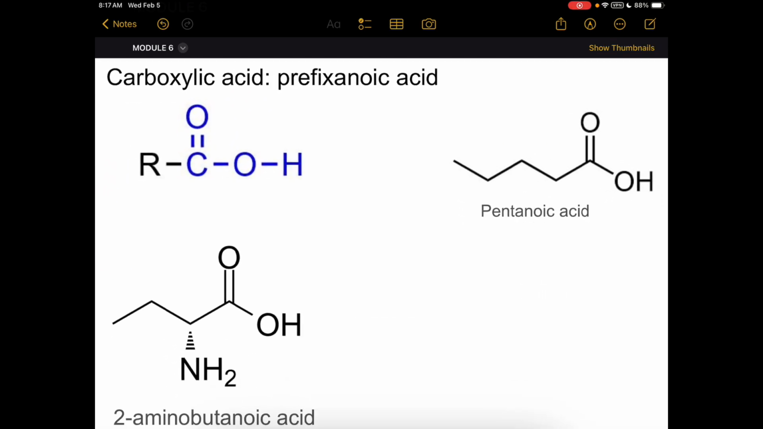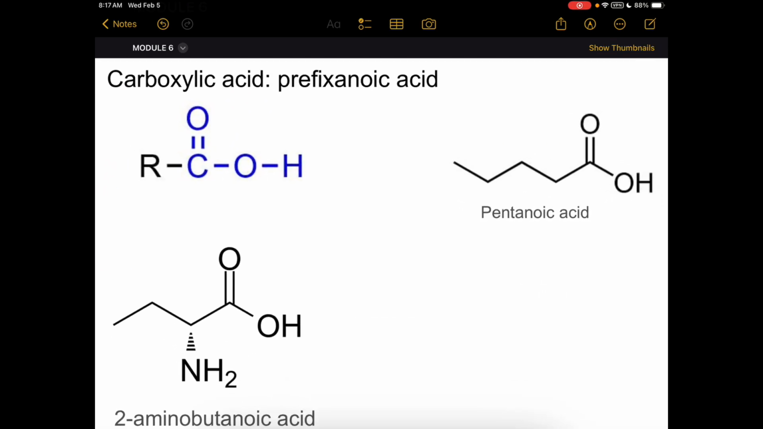Okay, the next group is carboxylic acid. So the carboxylic acid, now our formula, again, we have our carbonyl carbon part that's attached to the R group on one side. On the other side, what are we looking for? It is OH. Okay, so this is my carboxylic acid. So when we are naming the carboxylic acid, we're going to put the prefix that tells you how many carbon is there, anoic acid, to show that it is an acid.